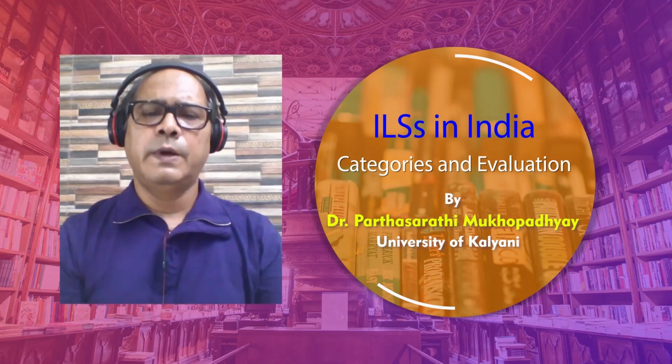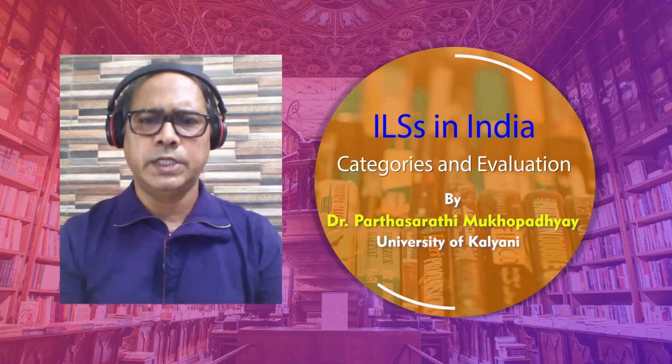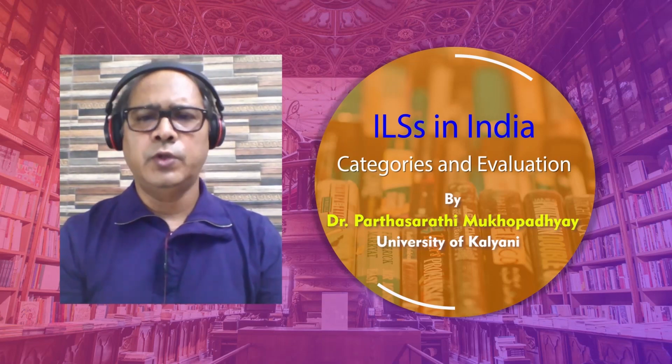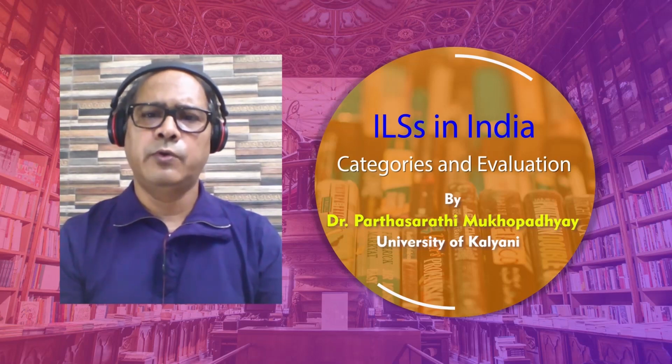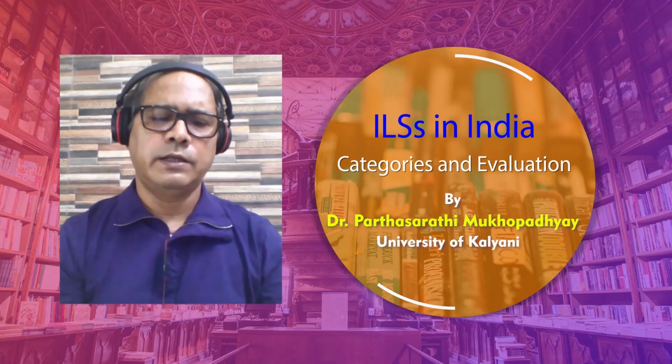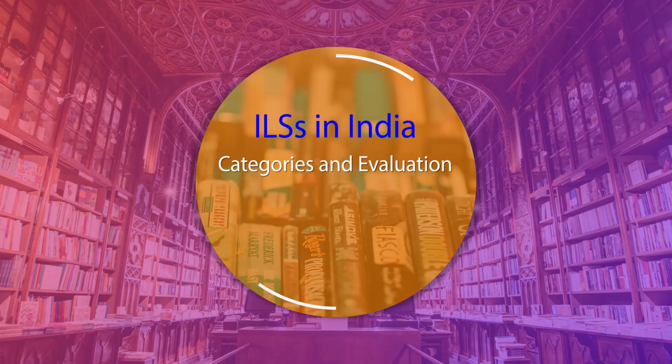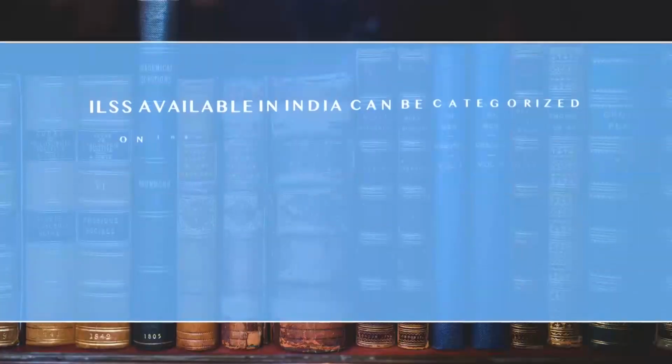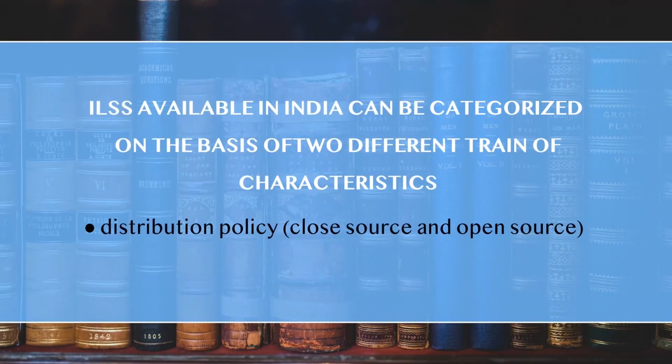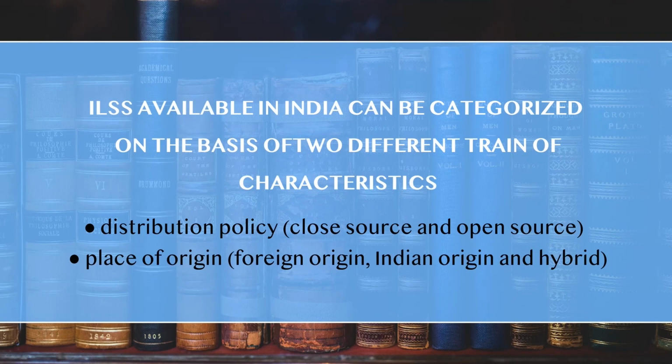So please remember, the objective of this particular tutorial is to know the logical categories of ILSs available in India and their evaluation, so that we can select what particular software will be right for my library. So let us move. Now the title of this particular deliberation is ILSs in India, Categories and Evaluation. ILSs available in India from the decade of the 90s till date, that means the last 30 years, can be categorized on the basis of two different sets of characteristics.